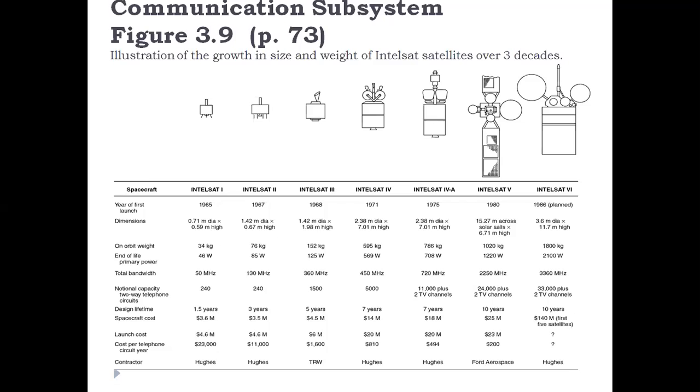The growth in capacity is well illustrated in the figure for the Intelsat system. Successive satellites have become larger, heavier, and more costly, but the rate at which the traffic capacity has increased has been much greater, resulting in a lower cost per telephone circuit or transmitted bit with each succeeding generation of satellite.